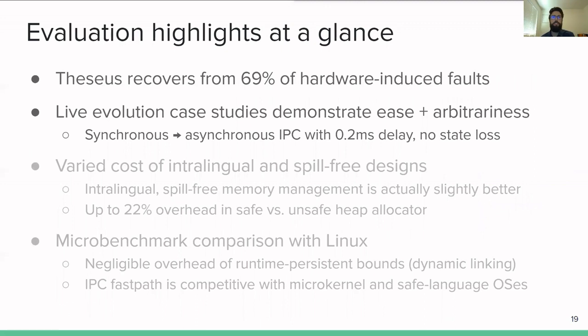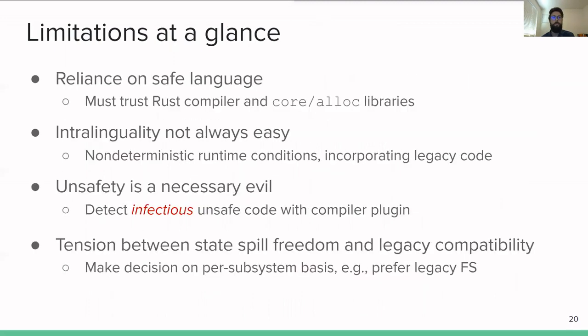Our evaluation of Theseus covers case studies of fault recovery, live evolution, the cost of intralinguality and state spill freedom, and more. For example, Theseus recovers from nearly 70% of hardware faults that we inject into it, and it's able to evolve core OS components, even those that must exist within microkernels like an IPC layer, with very little execution delay and no loss of execution context or state. Of course, Theseus is not without its limitations. For example, it relies upon safe language properties for isolation, and it has to trust that the Rust compiler and core libraries are sound. See the paper for a fuller discussion of limitations.